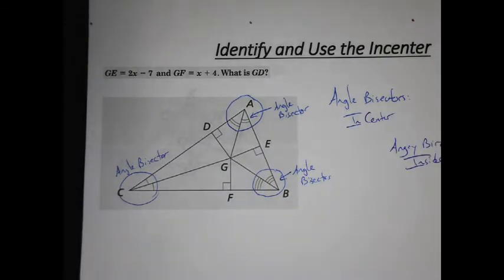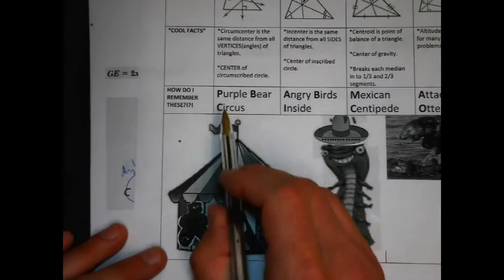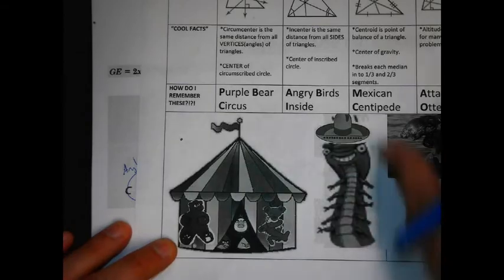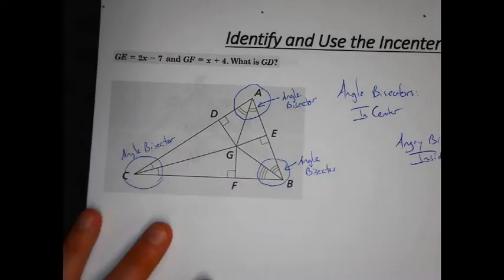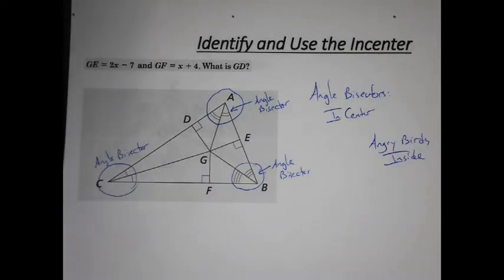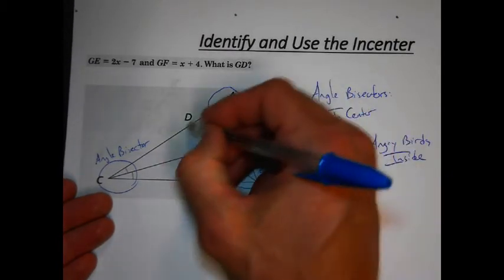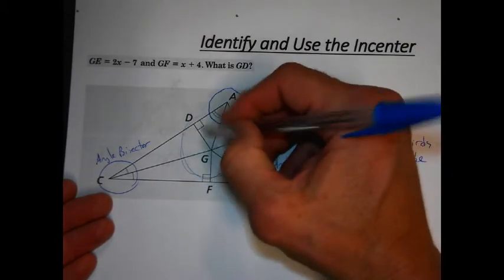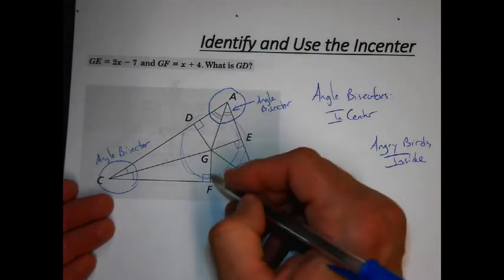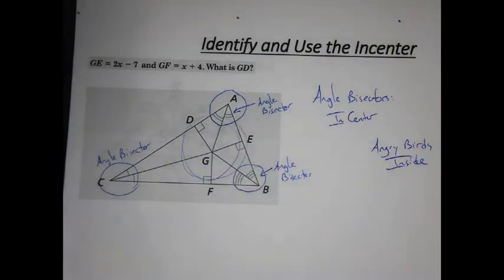We have a purple bear circus with angry birds inside, right? So angle bisectors are the incenter. So what is the incenter? Remember I showed you with that circle, the incenter means the radius of the circle remains the same. So if you know DG, then you know EG, and you know FG. They're all the same, okay? So they all are equal.